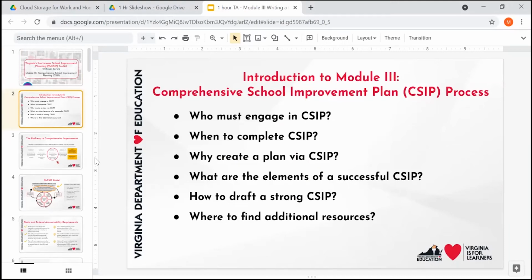What are the elements of a successful school improvement plan? How do you draft a strong one? And where do you find additional resources?